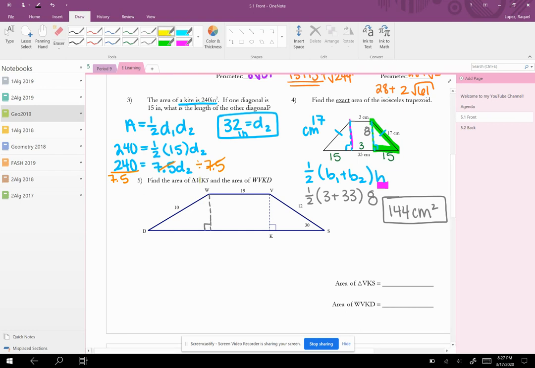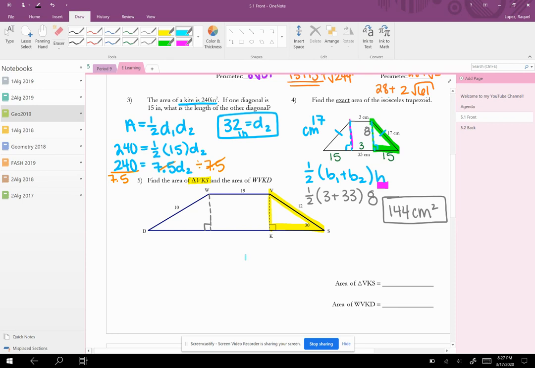So the problem is asking us to find the area of triangle VKS. So VKS is this thing right here, and the area of WVKD. So the yellow and the blue. Okay, so we've got a triangle and we've got a trapezoid. So let's focus in on the triangle first.